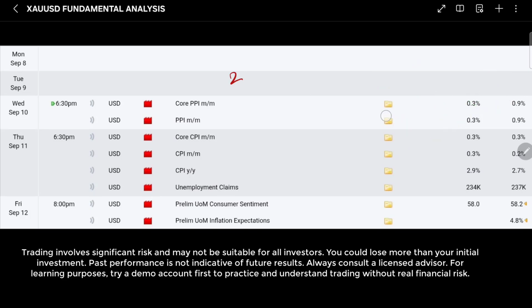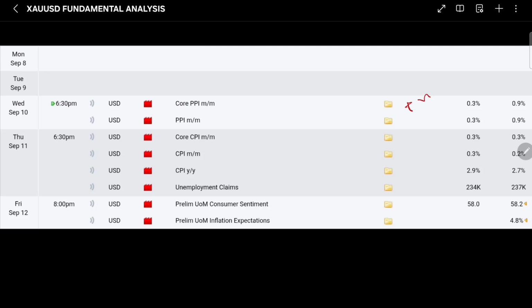That means whenever news comes, if news data come with positive value, we will buy gold. If news data come with negative value, we will sell gold. This is the basic and simplest theory, and that will happen with all of them the same way.